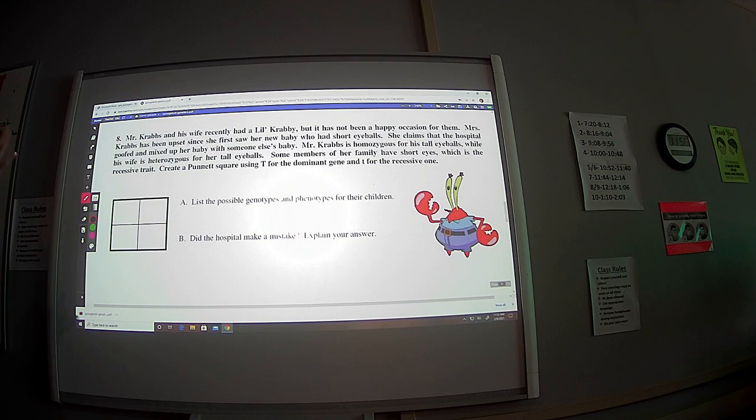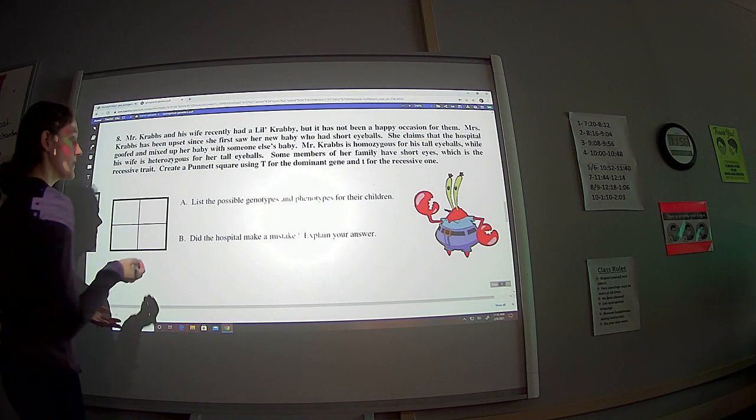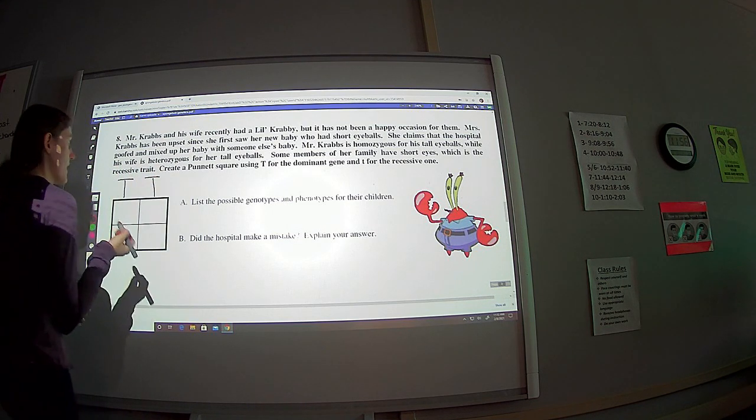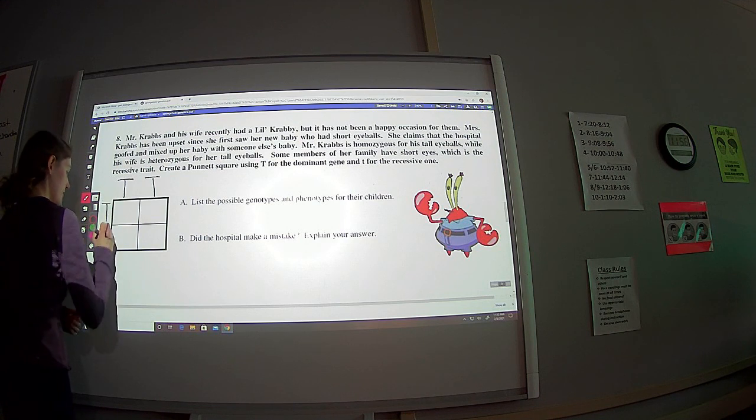And they actually do this type of stuff whenever they're going through like genetic counseling. And if you're trying to determine whether or not your kid could get some type of a trait, they will go through and make a Punnett square. So he is homozygous, so that's 2 capital T's. She is heterozygous for hers. So she also has a lowercase t.